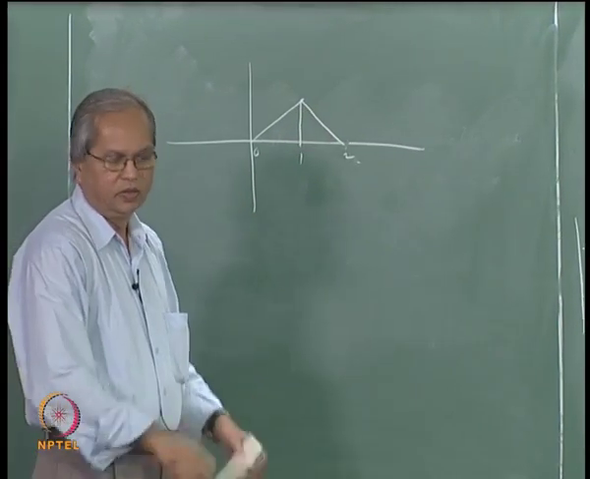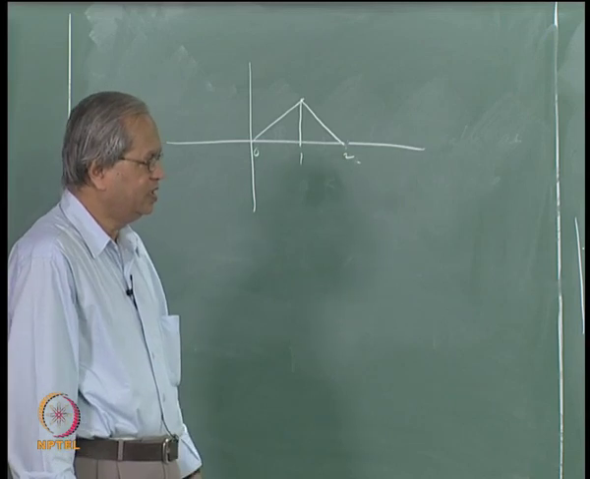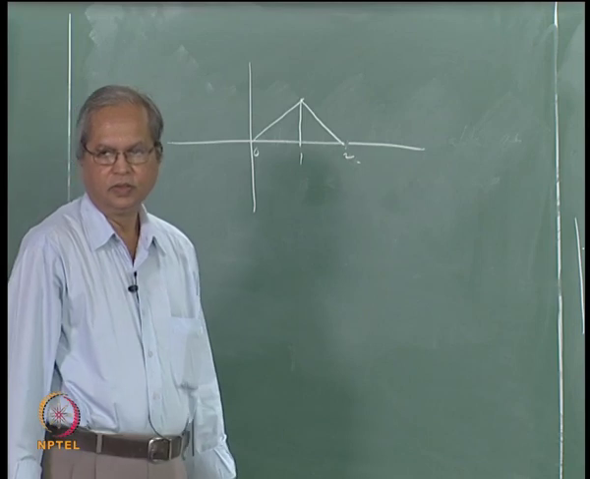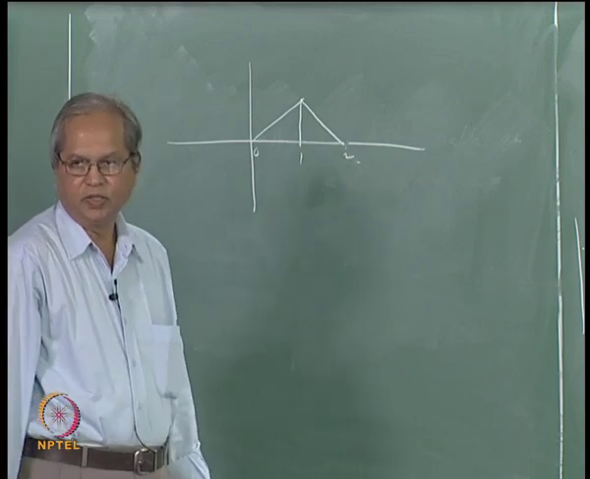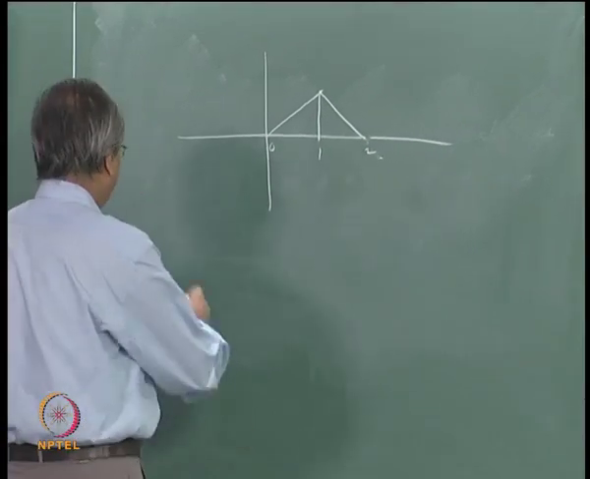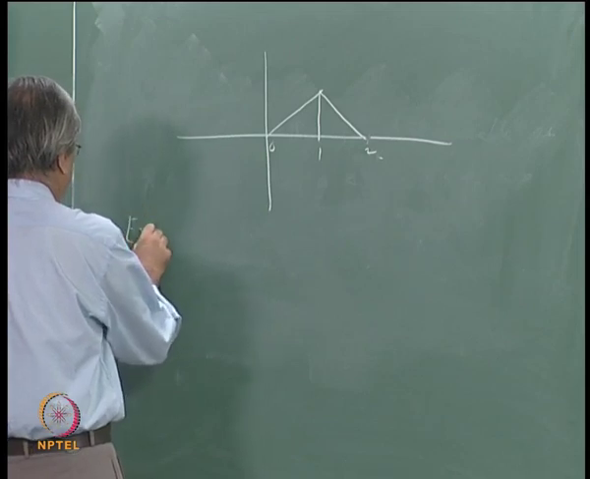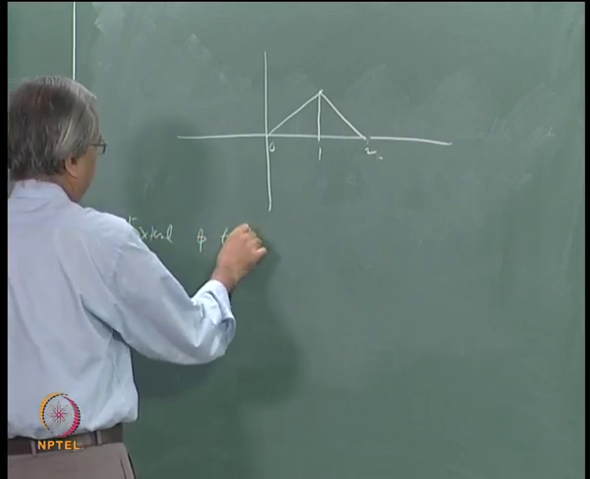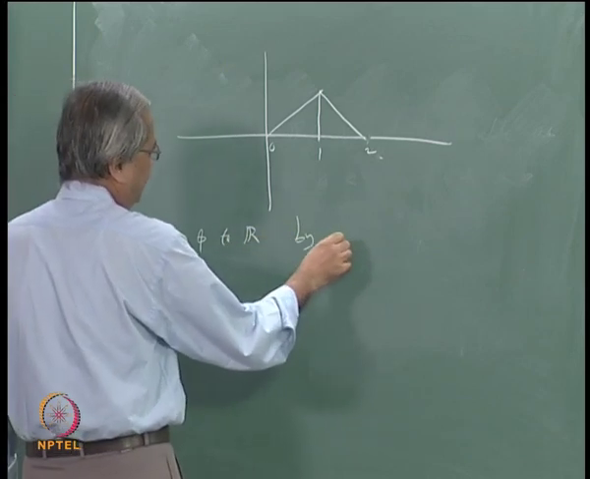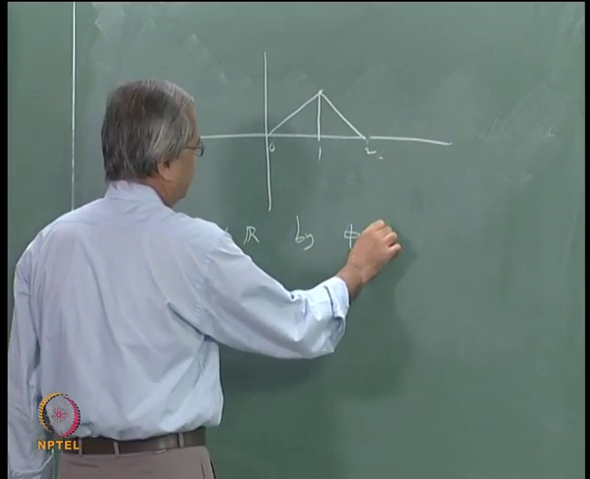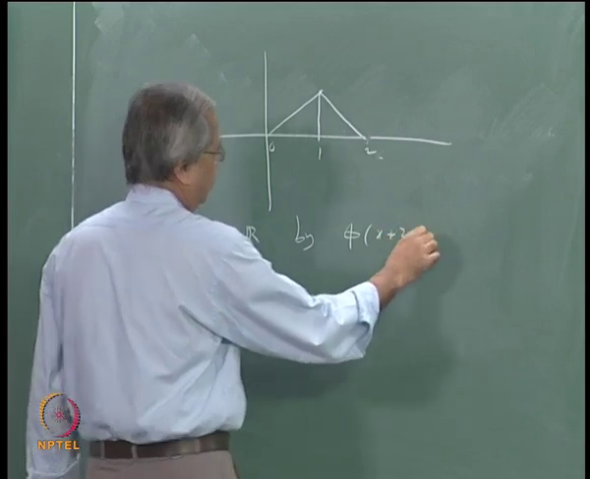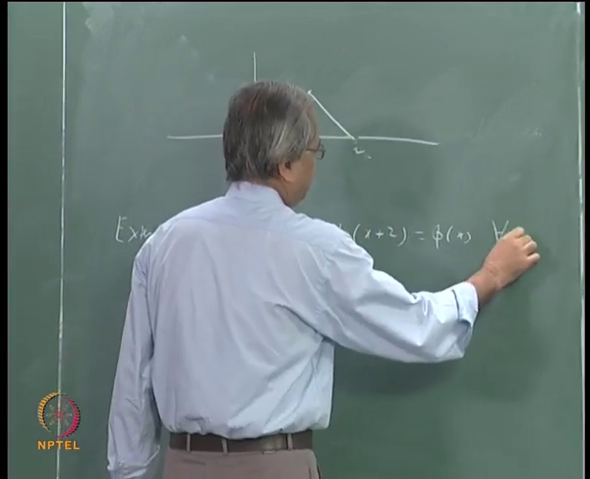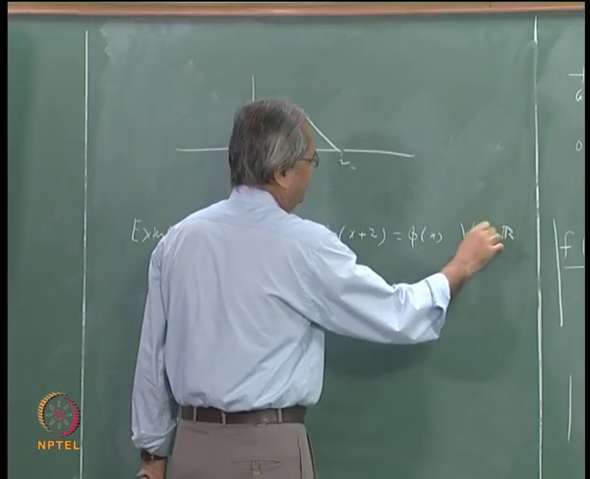Okay. Then what we do is that we extend this function to the whole of R by making it periodic. So we will simply say extend phi to R by assuming phi of x plus 2 is equal to phi of x for every x in R. Such a thing is called a periodic extension.